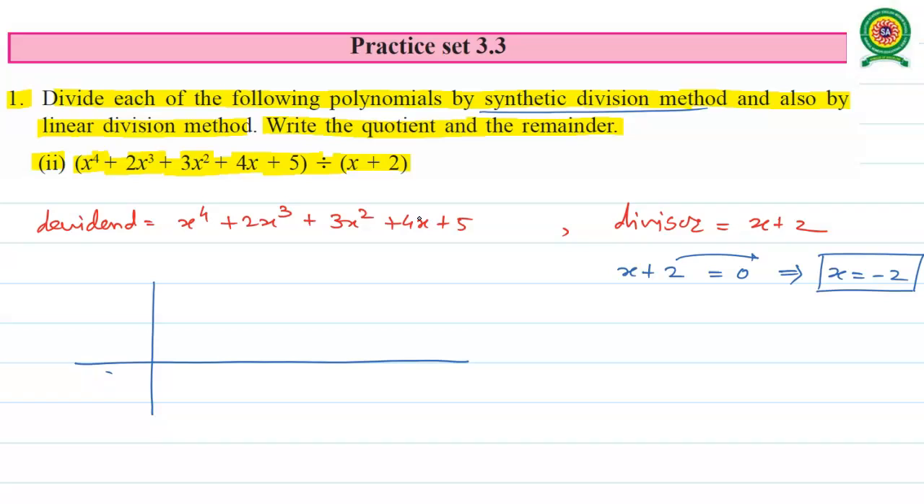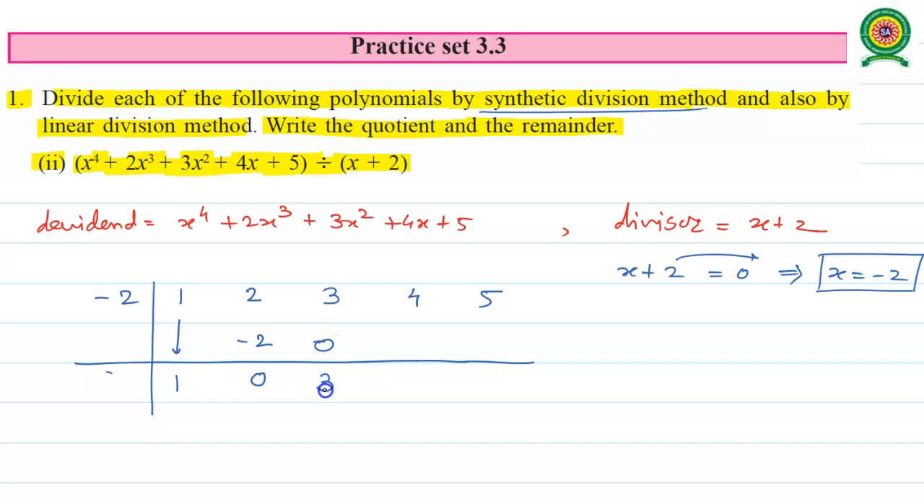Now we have to consider in the chart the coefficients: firstly x raised to 4, then x cube, then x square, then x and the constant. And the multiplier from the divisor we have is minus 2. Now 1 comes down, 1 times minus 2 is minus 2, 2 minus 2 we get 0. 0 into minus 2 is 0.